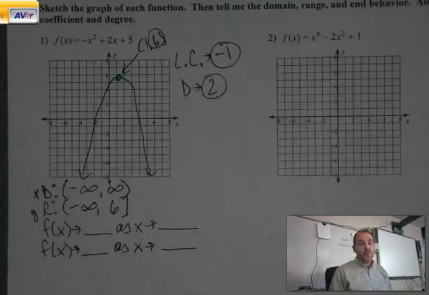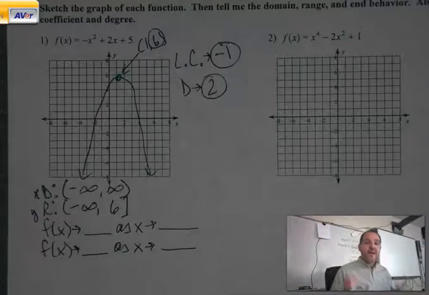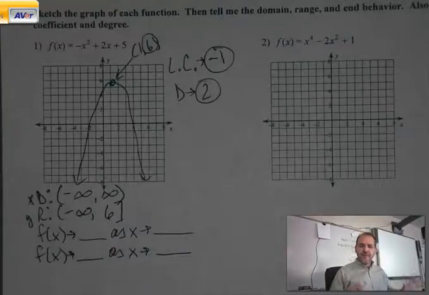Sometimes it'll be a decimal. Don't worry if it is, okay? But if it is, we just roll with it. Now for end behavior, and again, everybody teaches this different, so if I'm a little different on this one for you, I apologize.